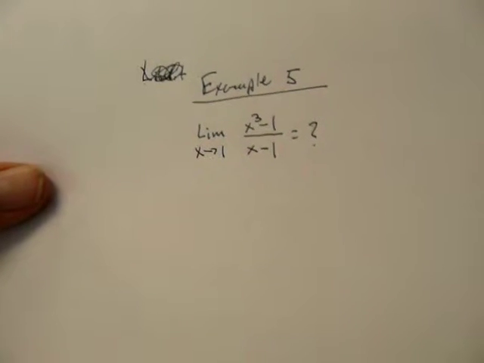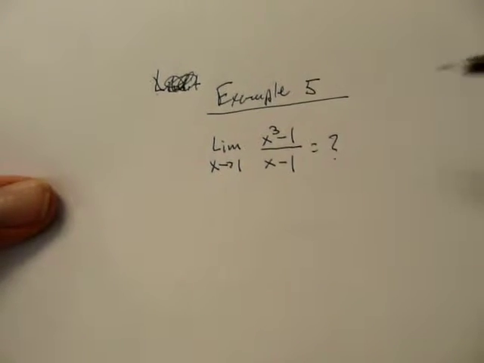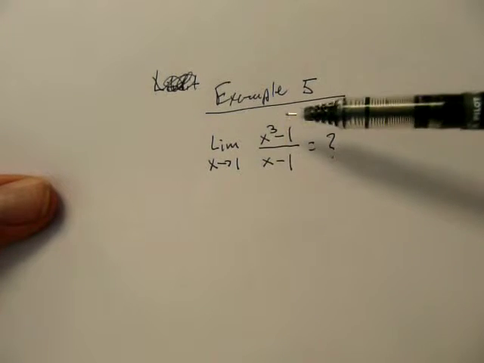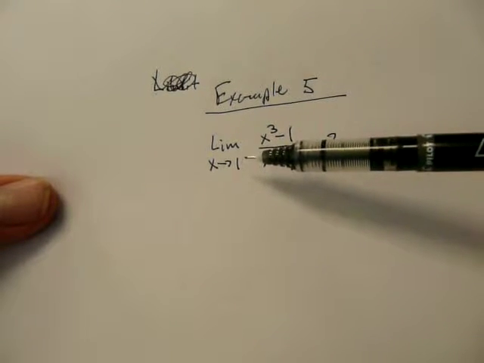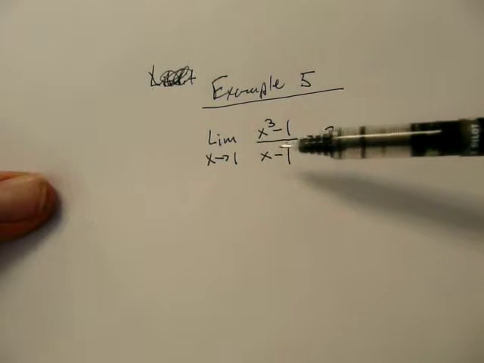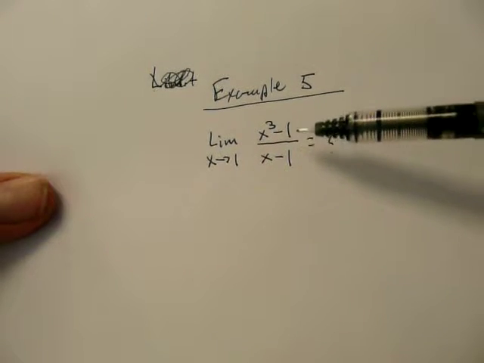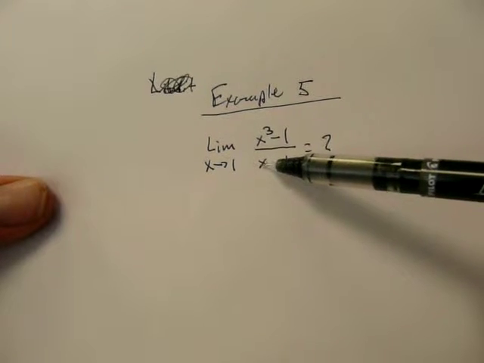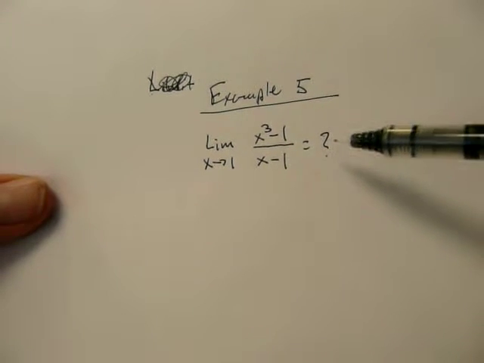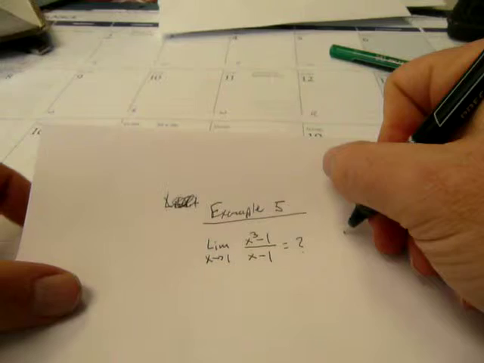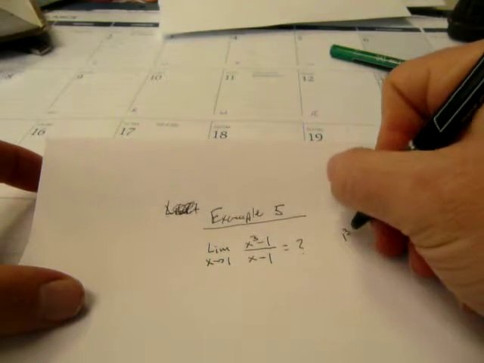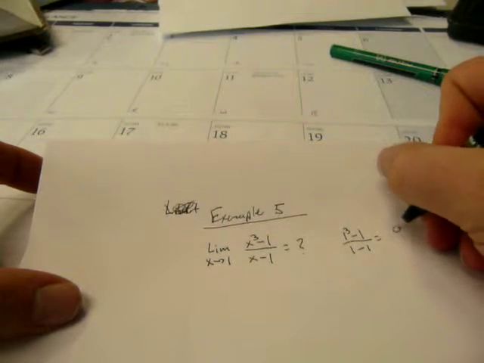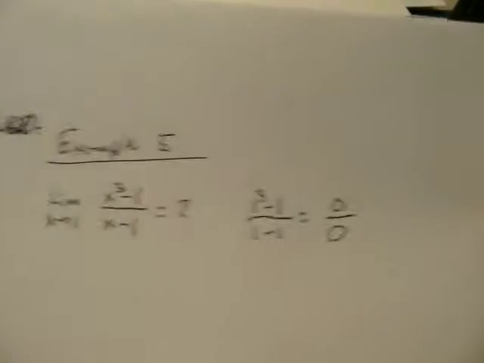I wanted to look at 5 because it's a little bit different scenario. As we had done before, to find the limit of this function as x approaches 1, what we would do is take 1 and plug it in. But when you do that, I don't know if you see that at the bottom, you're going to get 1 minus 1, which is 0. So it would look like 1 to the third minus 1 all over 1 minus 1, which is obviously 0 on the top. So it would look like this.